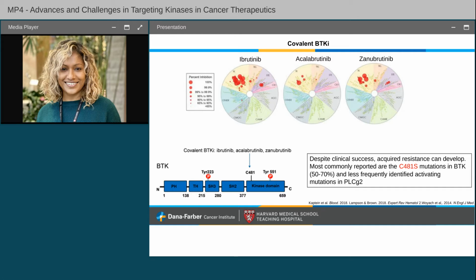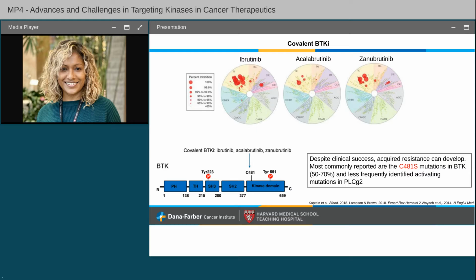So here we can see the kinome selectivity among the covalent inhibitors. The size of the red circle is proportional to the degree of inhibition. And as you can see, ibrutinib has activity against quite a few kinases, which may explain some of the toxicities observed with this drug. Zanubrutinib has activity against much fewer kinases than ibrutinib, but acalabrutinib is the most specific of the covalent inhibitors. And all three have the same binding mechanism.